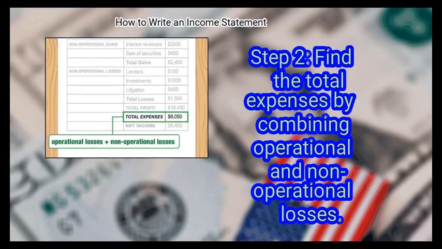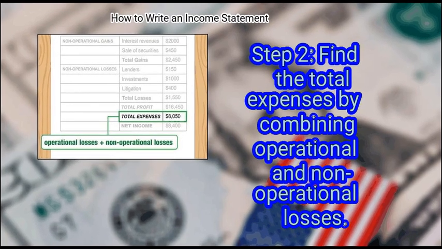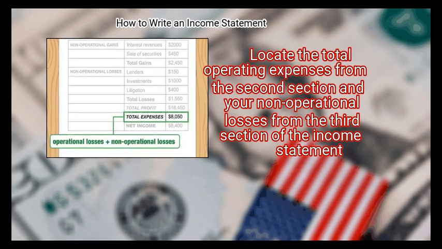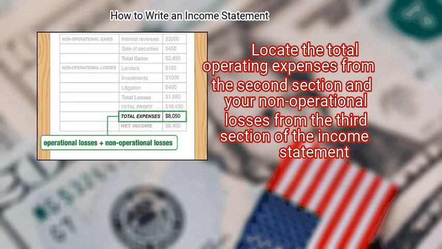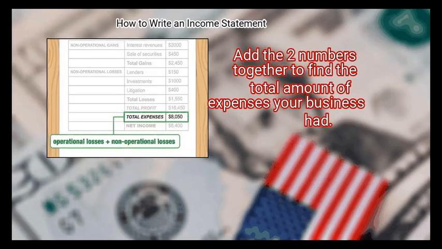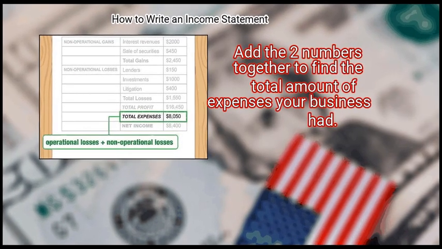Step 2. Find the total expenses by combining operational and non-operational losses. Locate the total operating expenses from the second section and your non-operational losses from the third section of the income statement. Add the two numbers together to find the total amount of expenses your business had.